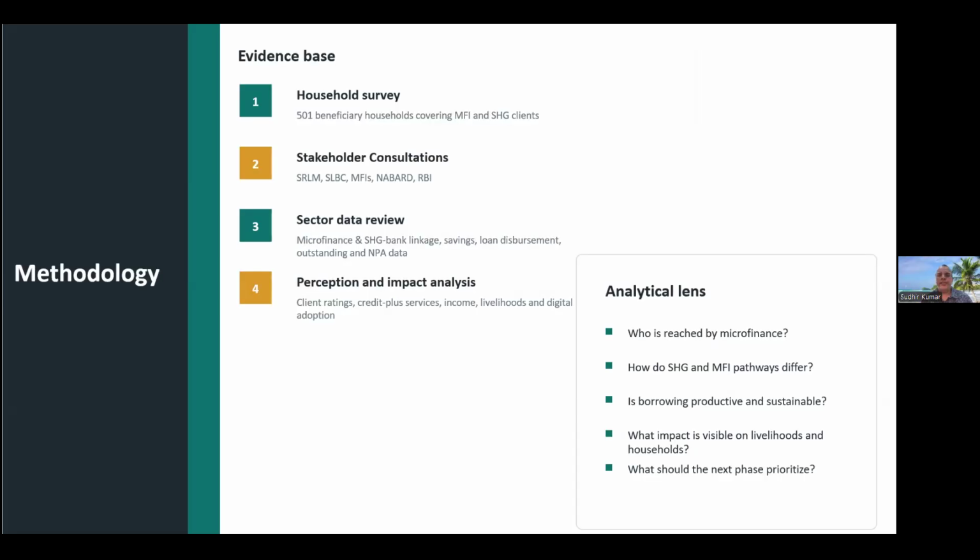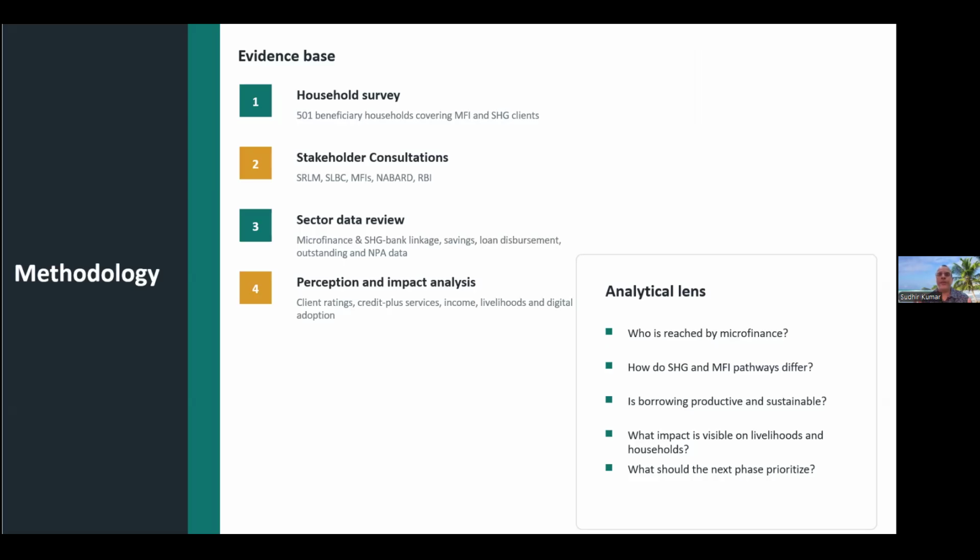As Saibal has mentioned, there was a household survey for which a detailed questionnaire was developed. It was shared with Sadhan, and then eventually shared with NABARD, and they agreed on it. Apart from that, there was stakeholder consultation. We met the SRLM team, we met SLBC, we met around 5-6 MFIs, we met the NABARD people, and we held a meeting with the RBI also during our visit in Agartala.